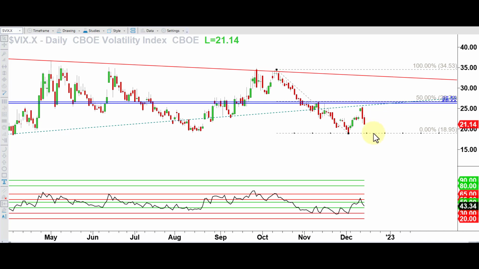So where does this leave the VIX for where I think it's headed? Well, I'm going to bring in some forecasting now. So let me do that and I'll be back.